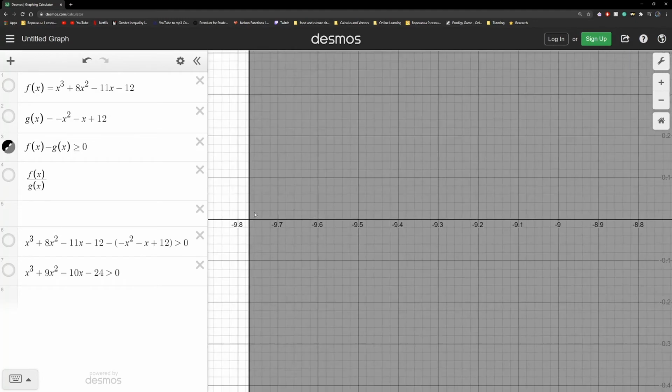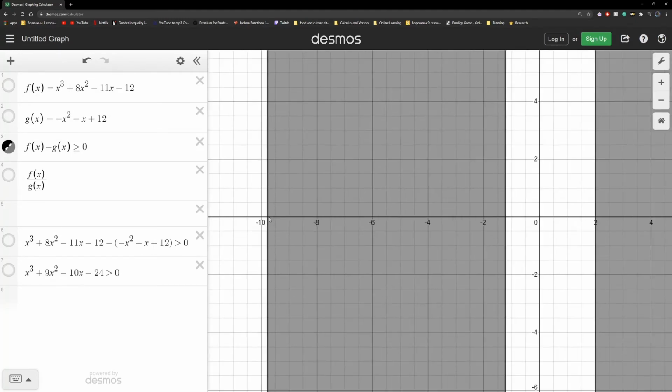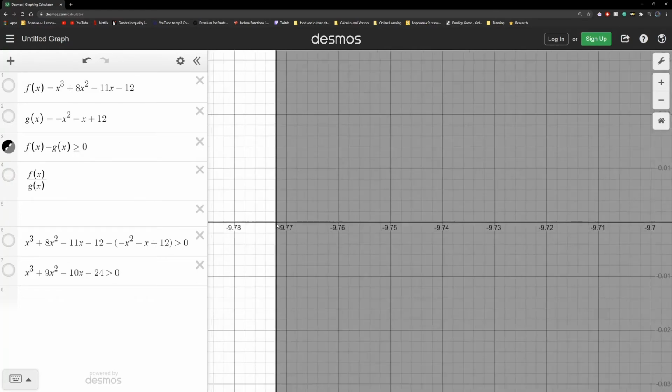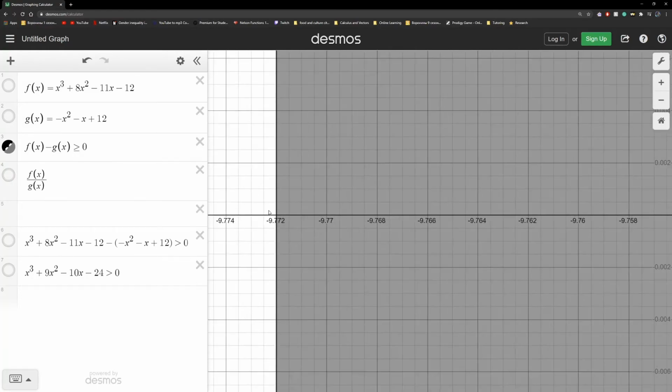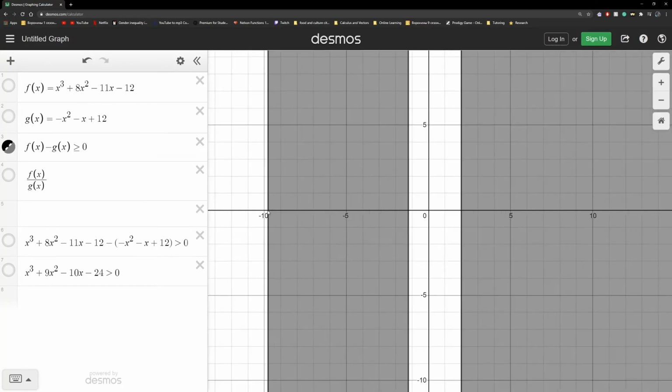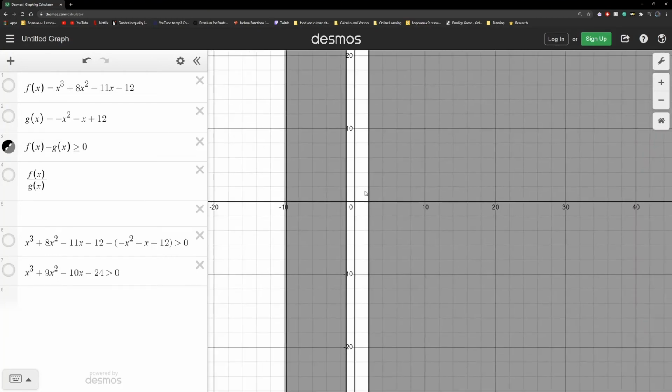Desmos has one fatal flaw with these types of notation, and that is it doesn't give you the values anymore. As you can see, now you have to scroll in, and then you'll be like, oh yeah, it's close to negative 9.772, but this takes a lot of time, and you don't need to do this for all of it.